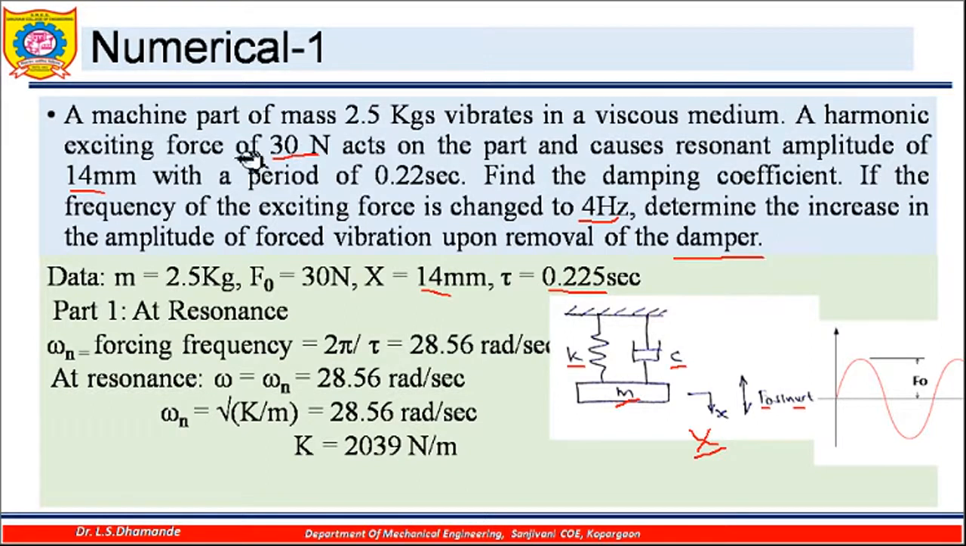So let us first of all consider the first part of it. At resonance, with whatever data they have specified, we'll try to find out the forcing frequency. At resonance, generally the forcing frequency and natural frequency are equal. So I can write omega n is equal to the forcing frequency, which is 2 pi by tau. Tau is nothing but your time period specified. So it will be 28.56 radian per second. That is, you have got omega n. So at resonance these two are equal, omega and omega n, therefore this is the same, 28.56 radian per second.